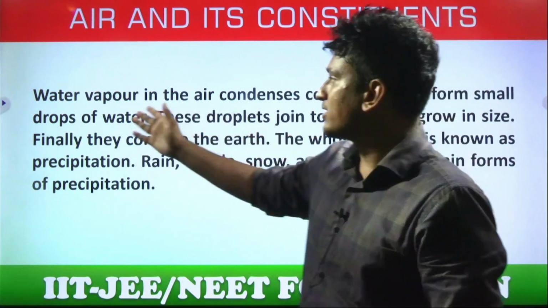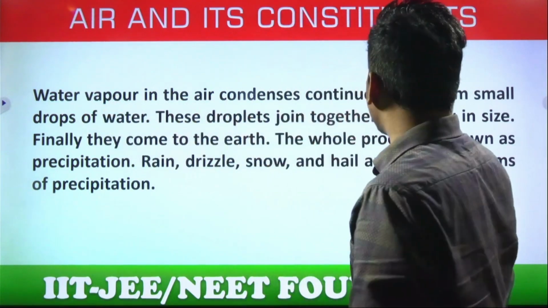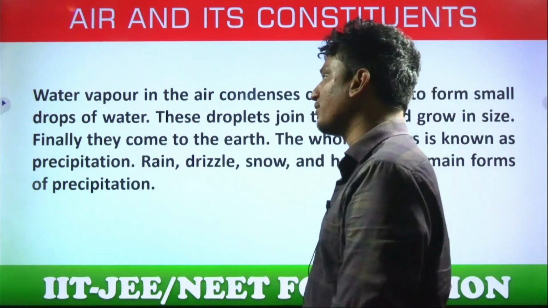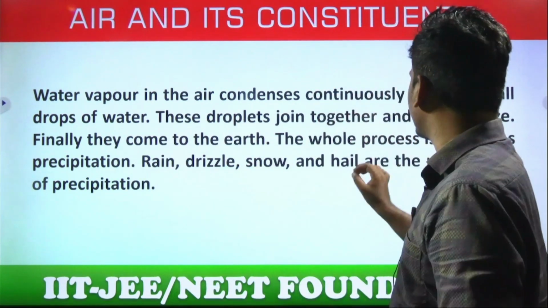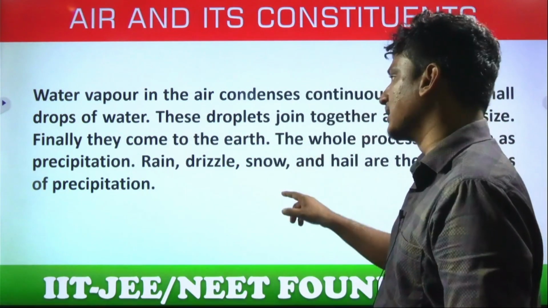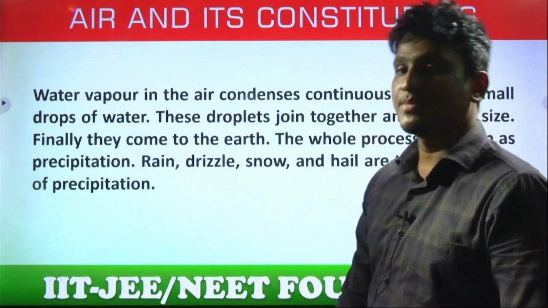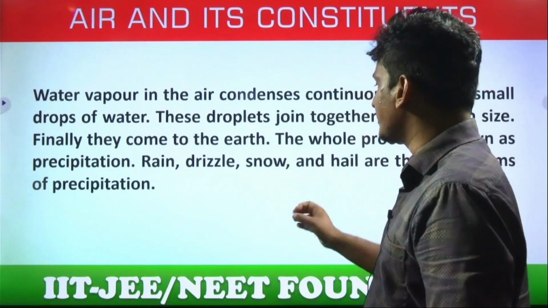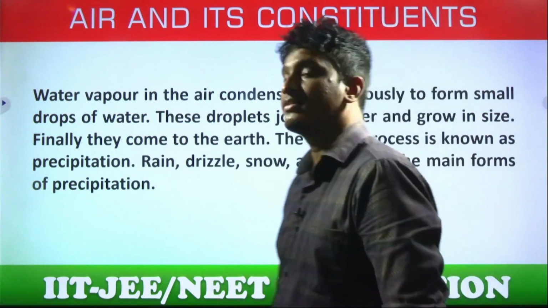And let's see some other points, like water vapor in the air condenses continuously to form small drops of water. These droplets join together and grow in size. Finally, they come to the earth. So the whole process is known as precipitation. Rain, drizzle, snow, hail are the main forms of precipitation.